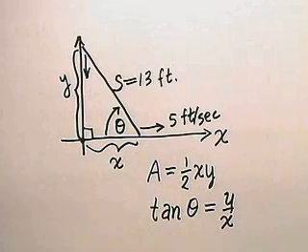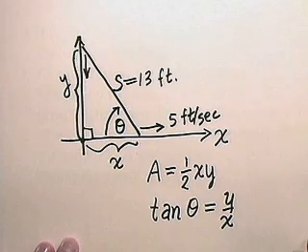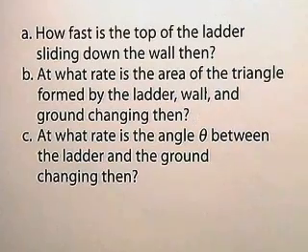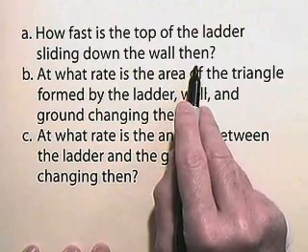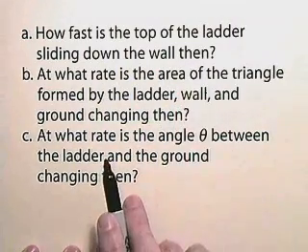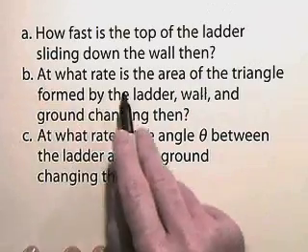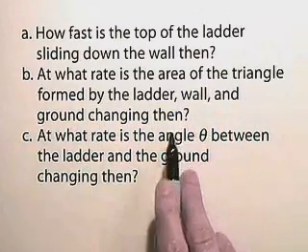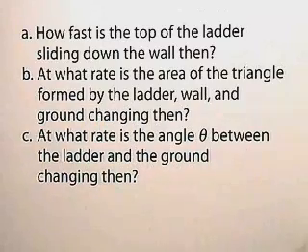So those are just some basic things we could immediately write down from the physical setup of our picture before we're even asked anything. Now let's look to see what we're asked in this problem. A, how fast is the top of the ladder sliding down the wall then? Remember, the base is moving 5 feet per second to the right, so now we can compute how fast the top is moving down. B, at what rate is the area of the triangle formed by the ladder, wall, and ground changing then? And part C, at what rate is the angle theta between the ladder and the ground changing then?